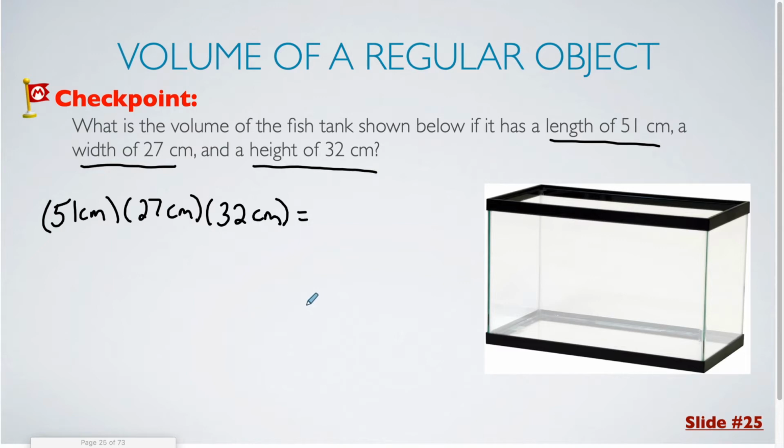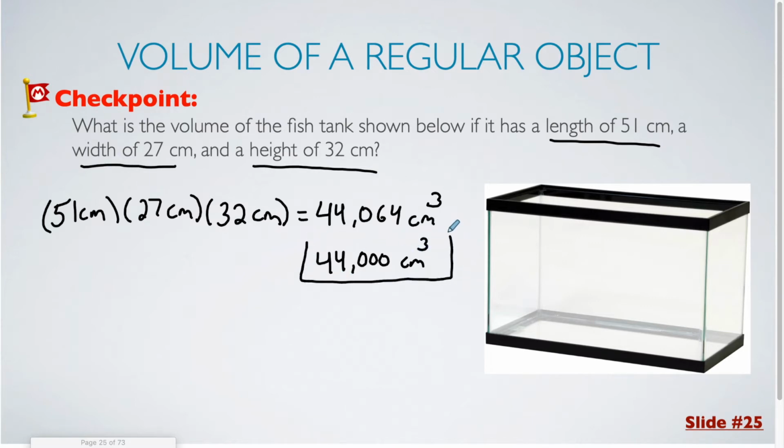When we multiply across, we end up with 44,064 centimeters cubed. And again, I'm going to round this based on significant figures, so it would round to 44,000. But we don't have to be concerned with how we end up with that rounding yet.